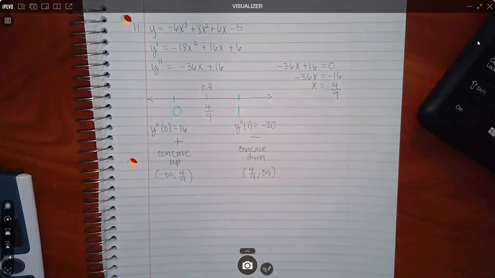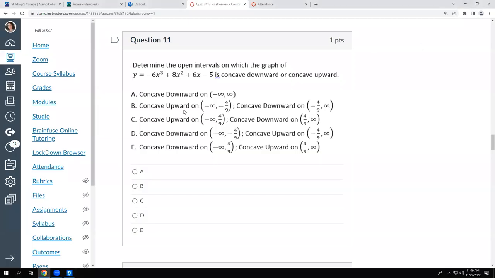Now we just have to figure out the ones that match. So concave upward, no, that has a negative 4/9, so that's not mine. Negative infinity to 4/9, and then concave downward, 4/9 to infinity. So ours is C. So we have to select.